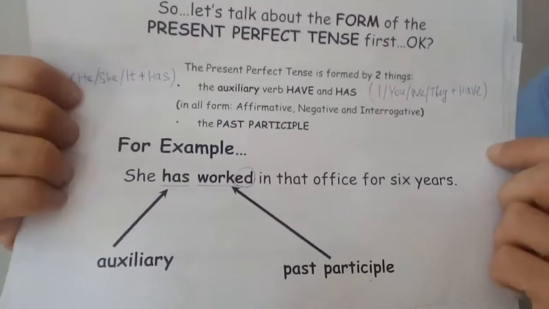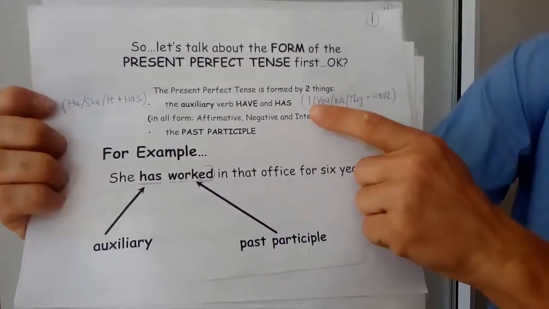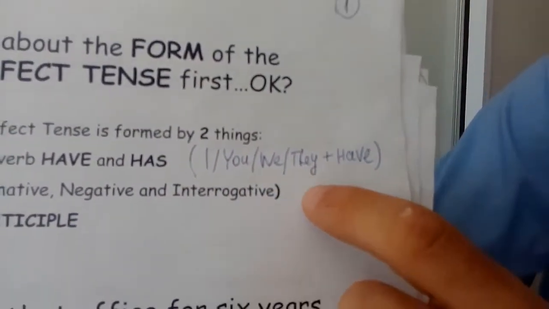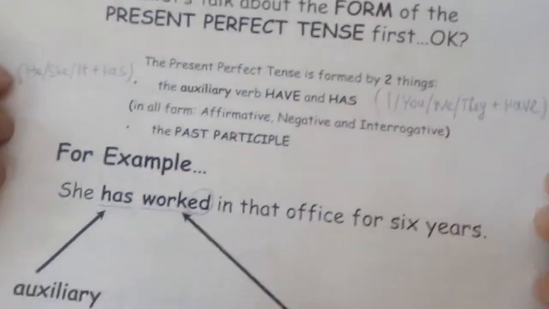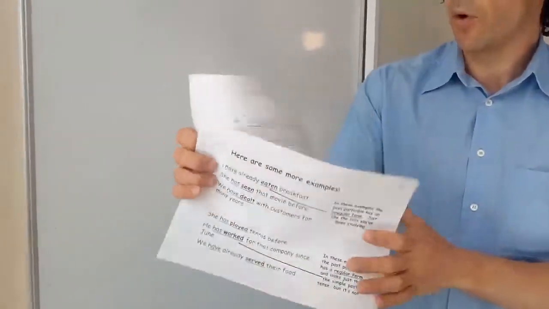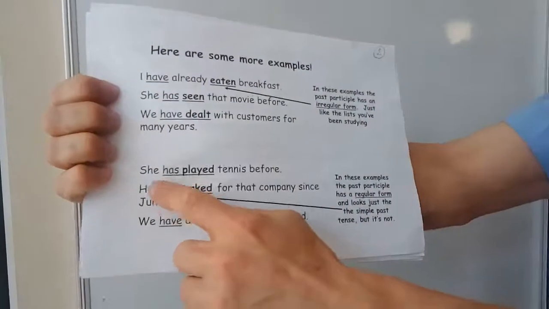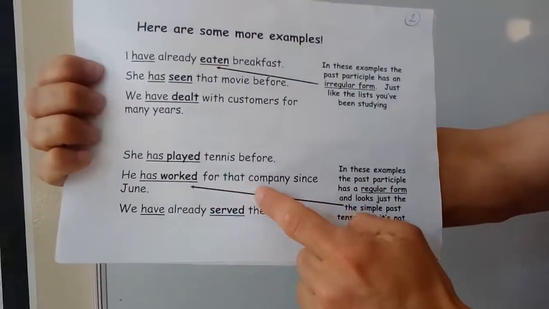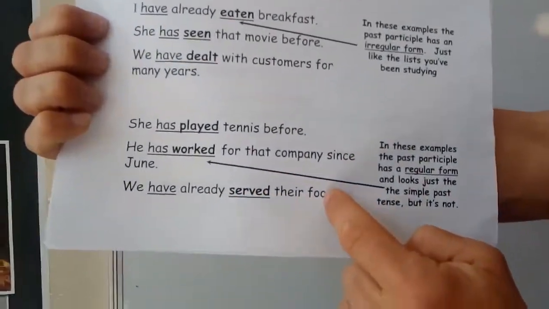We form past participle by adding ed to the main verb. So, let me now explain when to use have and when to use has. We use have with I, you, we, they, and we use has with he, she, and it. So, that's the basic form. Now, here are some more examples. She has played tennis before. He has worked for that company since June. I have already served their food.